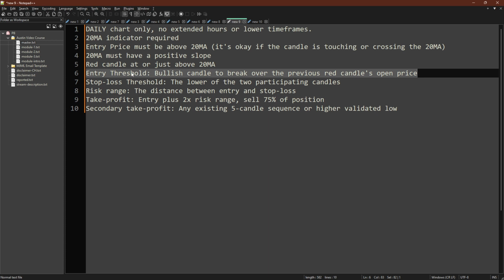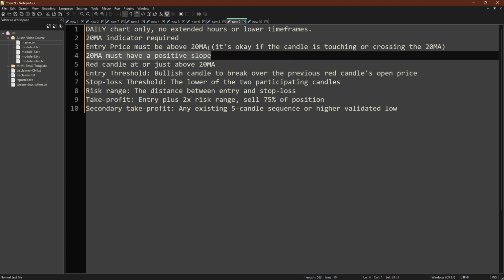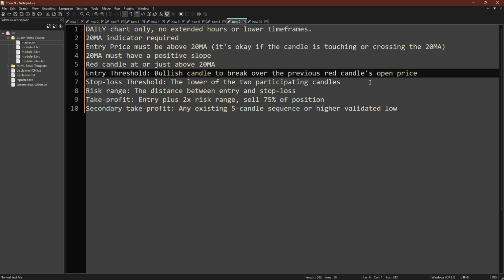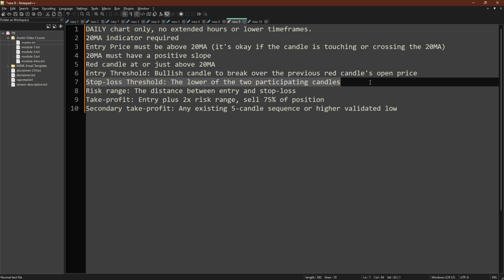So for entries, we're just going to look for the price to break over one of these red candles that's at or above the 20 period moving average when the 20 period moving average has a positive slope. And that's it. That's all we've got to do for this particular strategy. When the price breaks over the open of the previous small red candle, then we look for entry. The open is the top of the body. It's not the wick. The wick is the high and the low. The body shows the open and close. Now we've got the entry figured out.